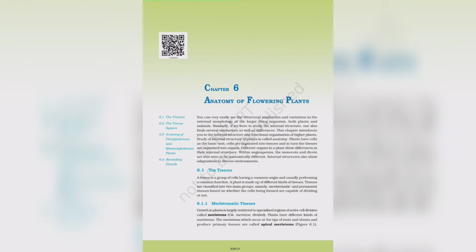6.1.2 Permanent tissues. The cells of the permanent tissues do not generally divide further. Permanent tissues having all cells similar in structure and function are called simple tissues. Permanent tissues having many different types of cells are called complex tissues. 6.1.2.1 Simple tissues. A simple tissue is made up of only one type of cells. The various simple tissues in plants are parenchyma, collenchyma and sclerenchyma.